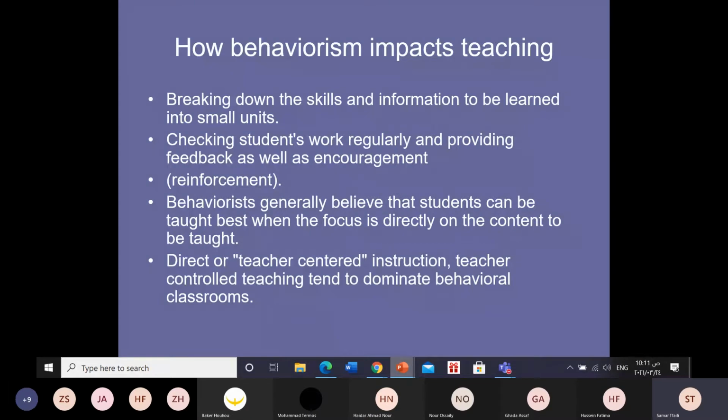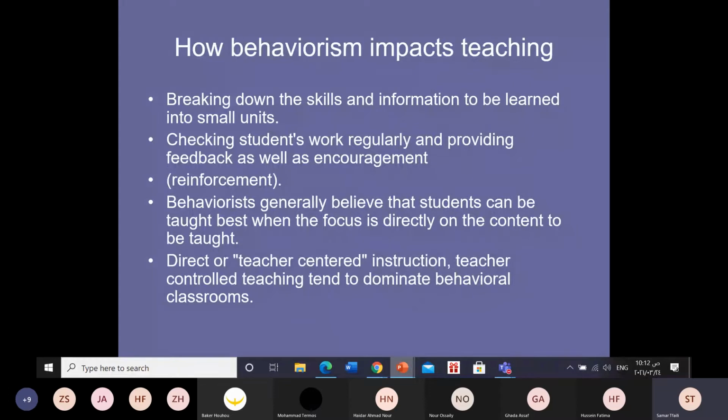Direct or teacher-centered instruction, teacher-controlled teaching tend to dominate the behavioral classroom. So if I want to summarize, I can say there are two teaching approaches to mathematics that we are interested in: behavioral and constructivist.